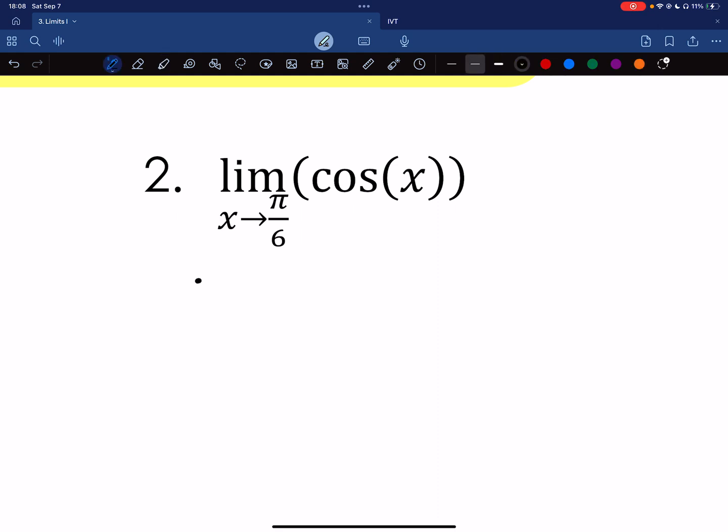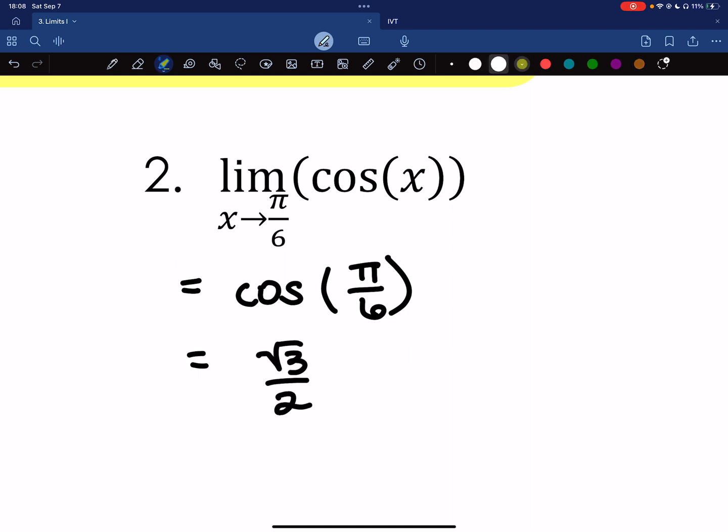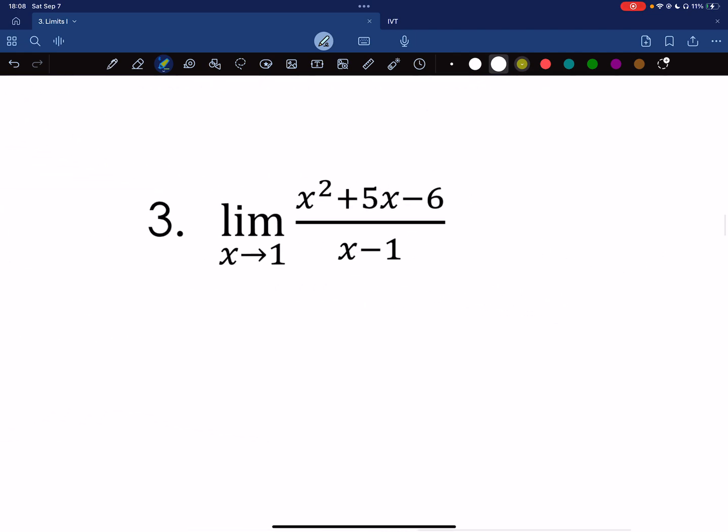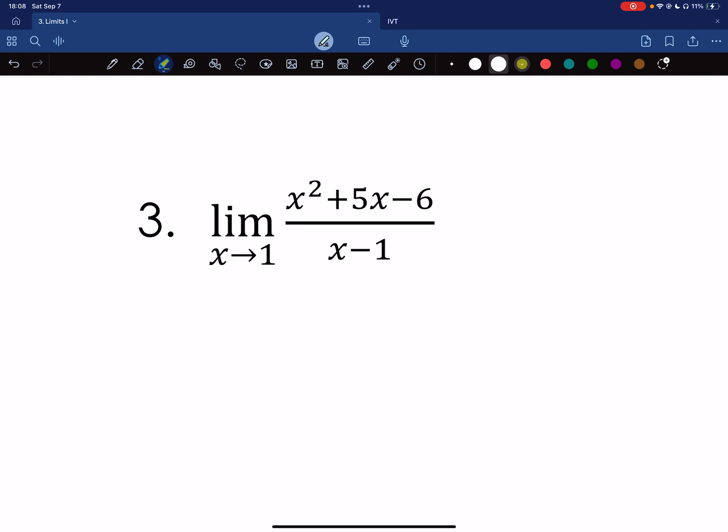So again, direct substitution. We're going to plug in pi over 6. Cosine of pi over 6 is root 3 over 2. And that's it. Okay. Next one, the limit as x approaches 1. So if we plug in 1 on top, we would get 1 plus 5 minus 6, which would be 0.